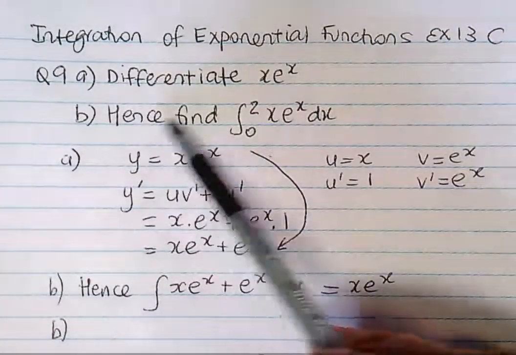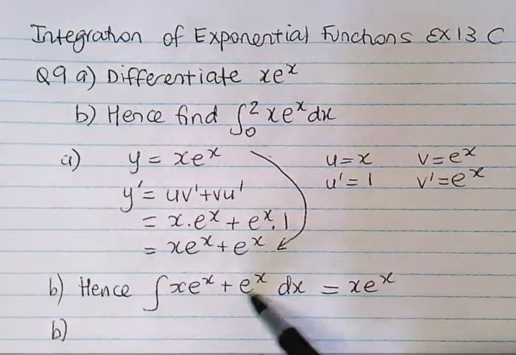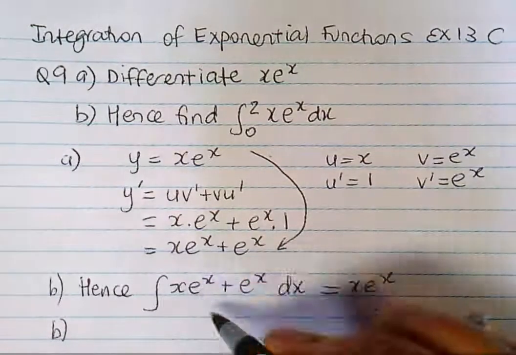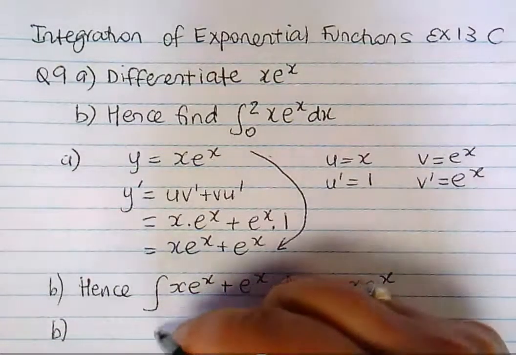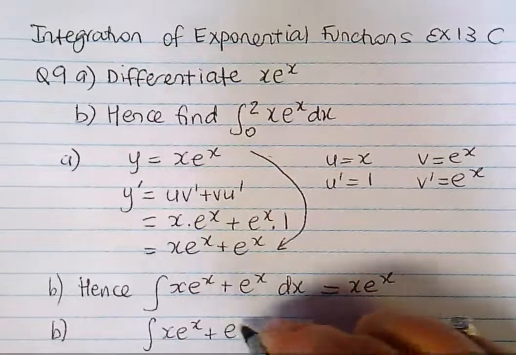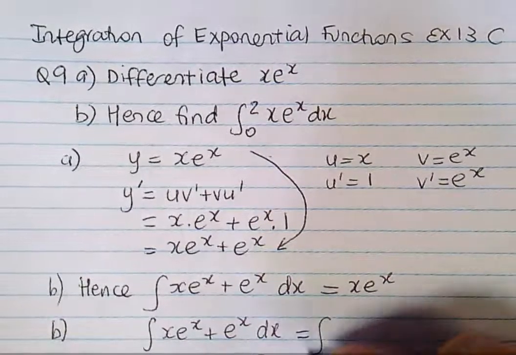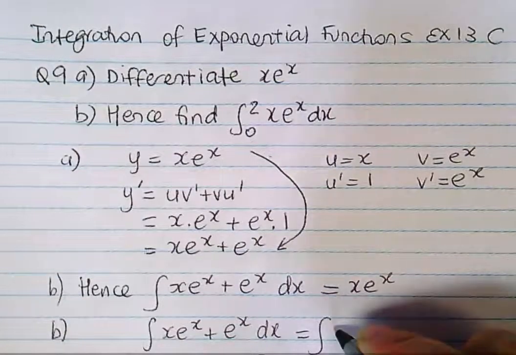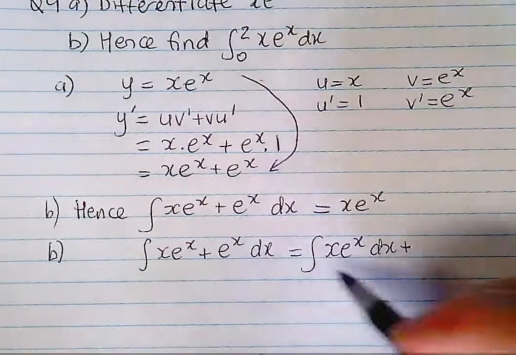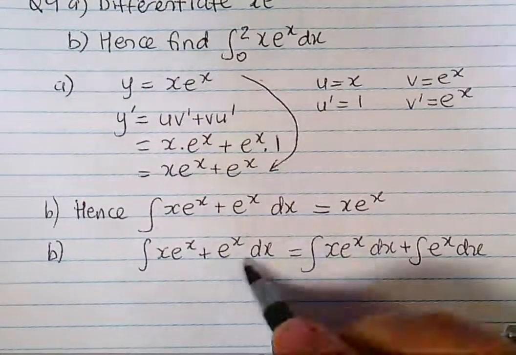Now, part B of the question says, hence find the integral from 2 to 0 of x e to the x. So I just want to integrate this bit, not that. If you're integrating x e to the x plus e to the x, you can integrate them separately and you will get the same thing. So I can just break this up: it's the integral of x e to the x dx plus the integral of e to the x dx. Doing that is the same as this.